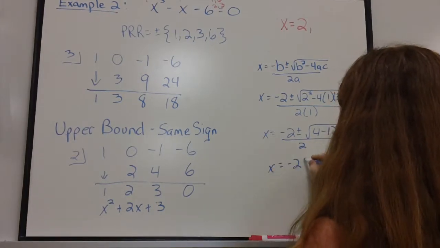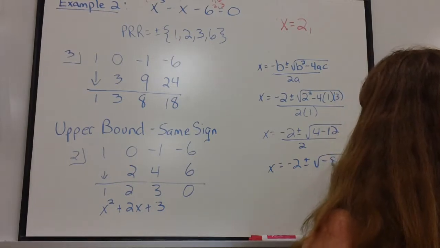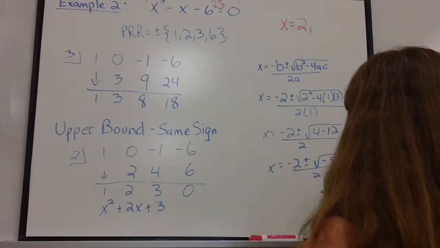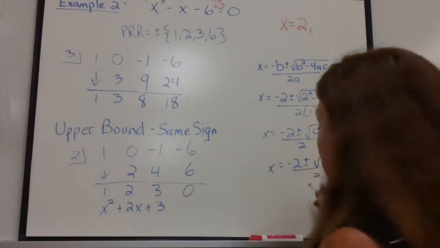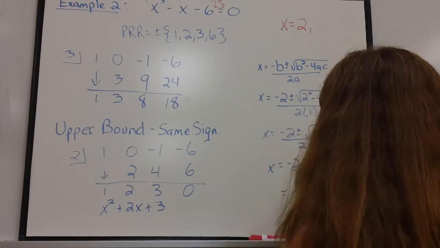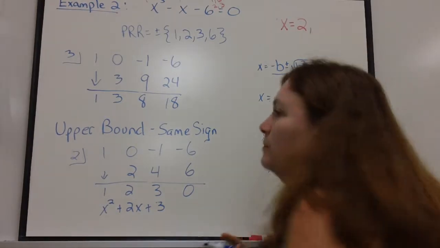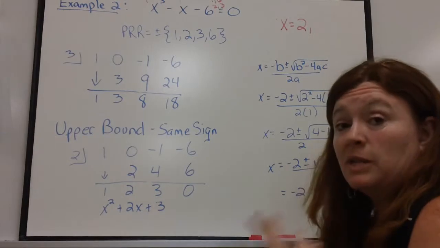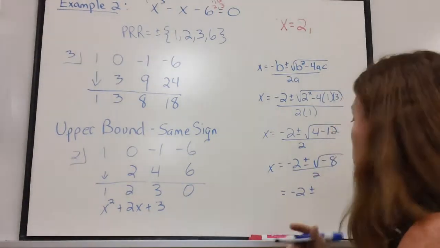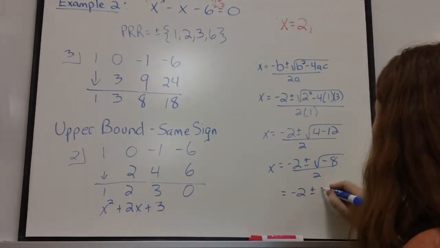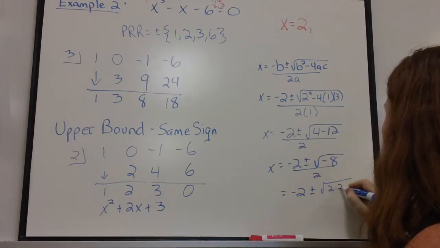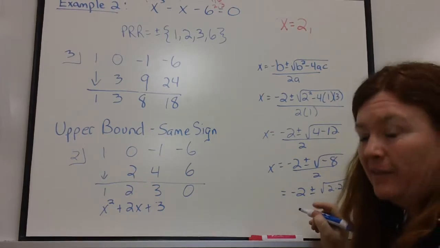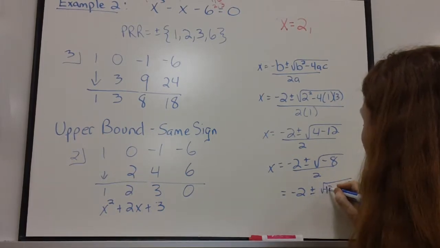Oh goodness, this is going to be a fun one. 4 minus 12 is negative 8. I can break down negative 8. All right, break down negative 8. 8 is 2 times 4. 4 is 2 times 2. But a negative 8 is times negative 1.